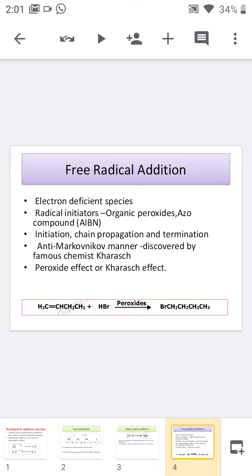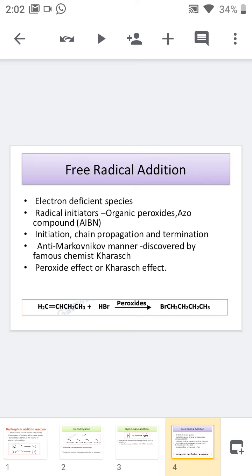In the free radical addition reaction we have three steps. The first step is the initiation step, the second step is the chain propagation step, and the third step is the termination step. In the initiation step, the radical is generated, and this radical is propagated in the chain propagation reaction. Finally, the radicals combine together and the reaction is terminated. And here we follow the anti-Markovnikov rule.